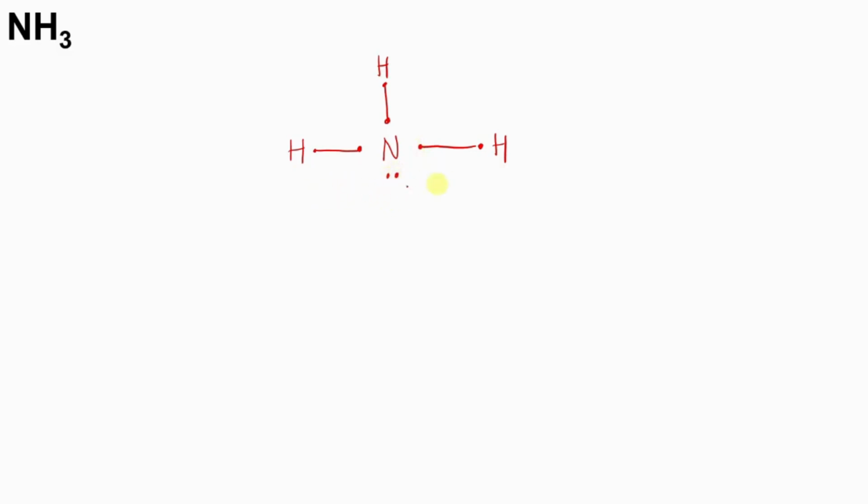This is now the electron dot structure for NH3. Next, let's draw the VSEPR shape of the molecule. In this case, again, you first count the number of electron groups.